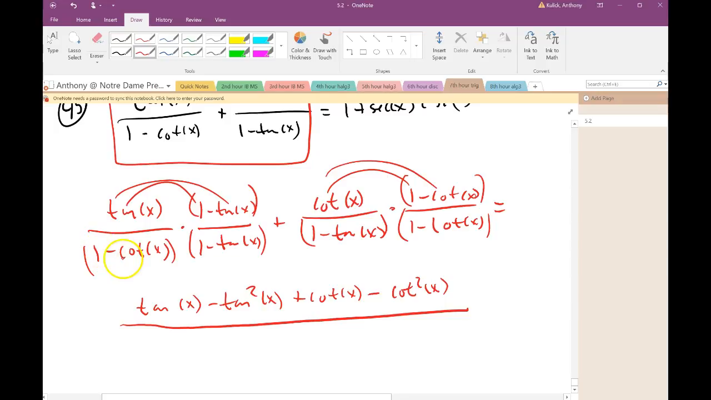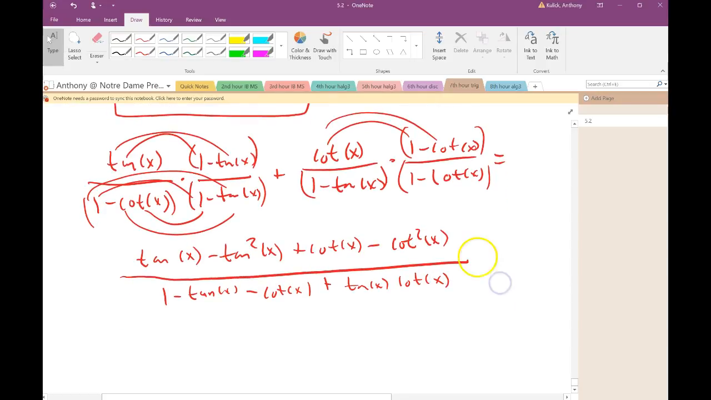Oh, thank you. That would have been a nightmare. And then let's FOIL this thing out. So I get 1. And then I get a minus tan x. And then I get a minus cotangent x. And then I get a positive tan x cotangent x. Everybody agree with that?